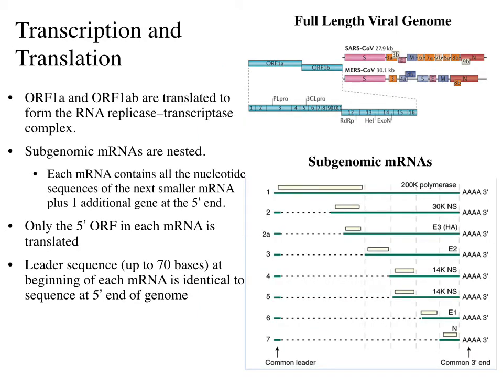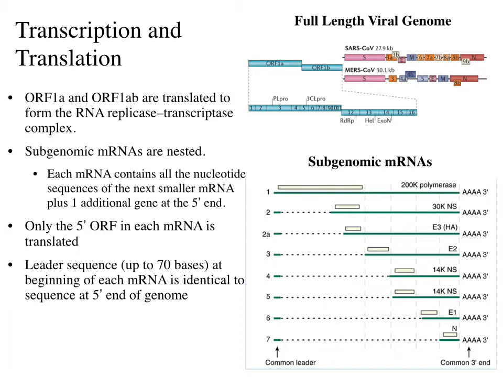Once viral RNA is released into the cytoplasm, it is used to synthesize a viral RNA-dependent RNA polymerase, which initiates transcription of viral messenger RNAs. The expression of all genes beyond the replicase gene occurs from a series of subgenomic messenger RNAs. What happens is that ORF1A and ORF1AB are at the 5' end of the full-length viral genome, and you see those indicated in blue in the figure at the top of the slide.